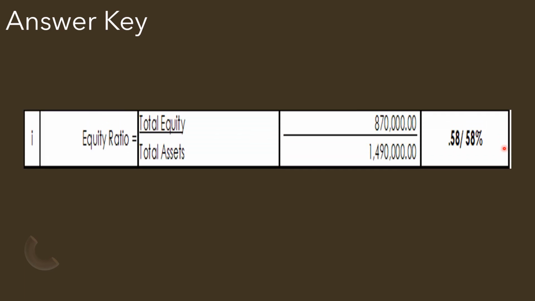Next, we have our equity ratio, which is your total equity over your total assets. Just look at your financial position, 20x1, that's 870 over your total assets. Again, total assets, current plus non-current. So that's 1490. 870 over 1490, that's 0.58 or 58%.